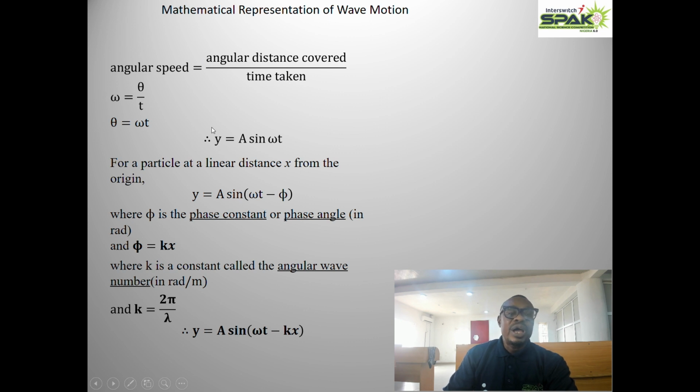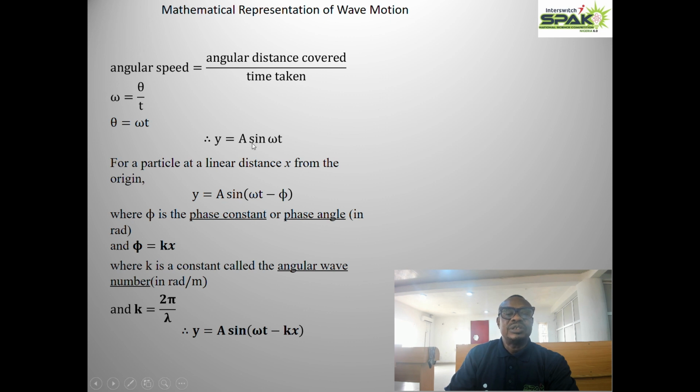So from the formula we had that y is equal to a sine theta. Looking at this particular formula, angular speed is equal to angular displacement over time. So my angular displacement, when I cross multiply, is angular speed times time. Now I take this and substitute into where we have theta in the previous equation, and we now have this.